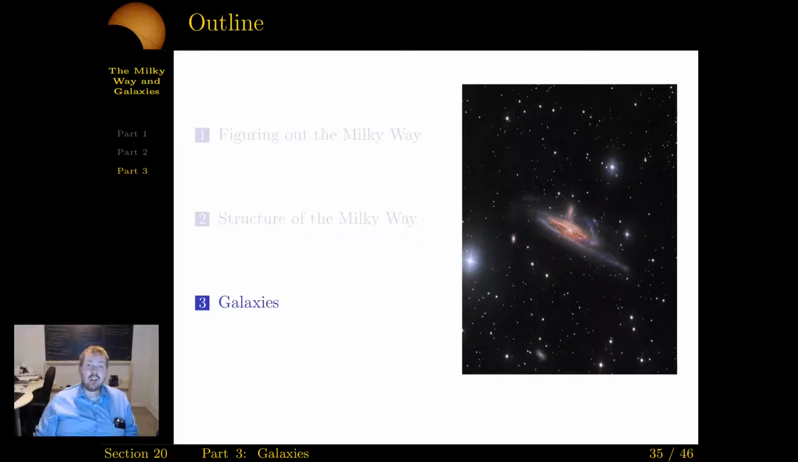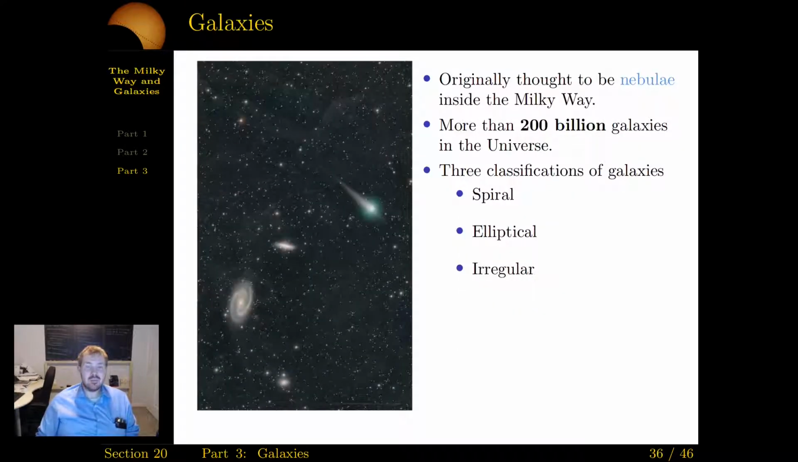In our final part of Section 20, we're going to branch outside of the Milky Way and discuss the galaxies and what we know about them. So, if you recall from our brief history lesson, we originally thought they were just other nebulae, other type of gas clouds inside the Milky Way. Now we know that there are more than 200 billion galaxies in the universe, representing trillions and trillions of possible stars throughout the cosmos.